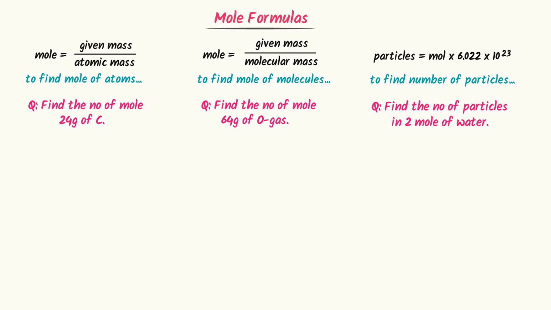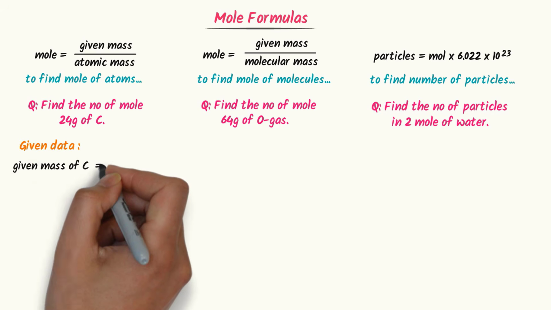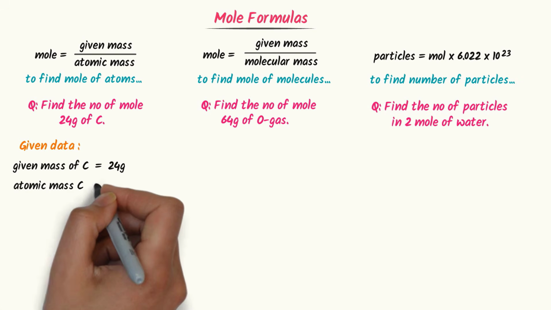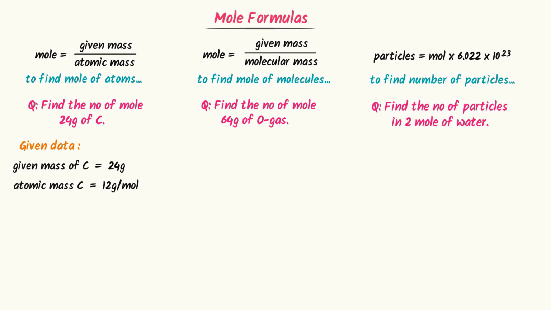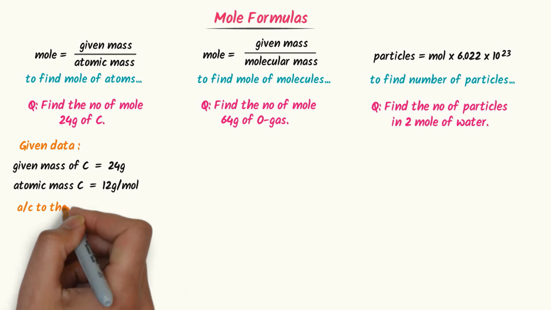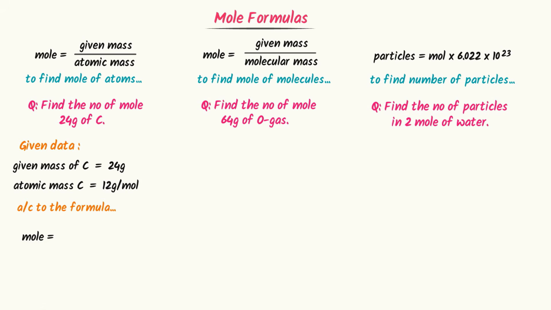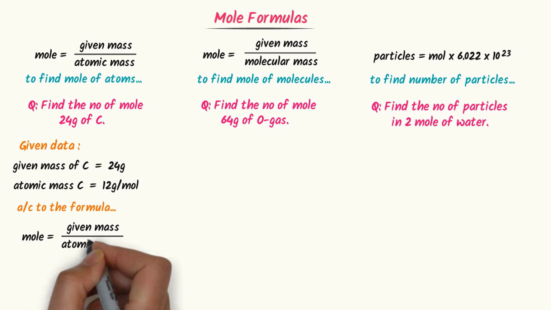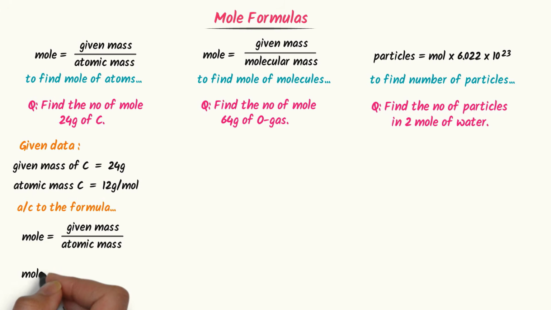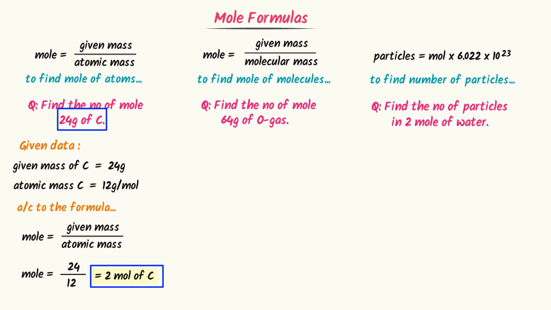Well, first of all, I write the given data. The given mass of carbon is 24 gram. The gram atomic mass of carbon is 12 gram per mole. Here, we need to find the number of moles of an atom. So we will use the first formula. Number of moles of carbon is equal to given mass upon gram atomic mass. The given mass of carbon is 24 gram upon the gram atomic mass of carbon, 12 gram per mole. After calculation, I get 2 mole of carbon. So in 24 gram of carbon, 2 moles of carbon atoms are present.